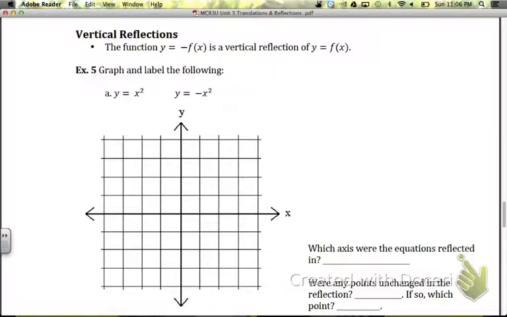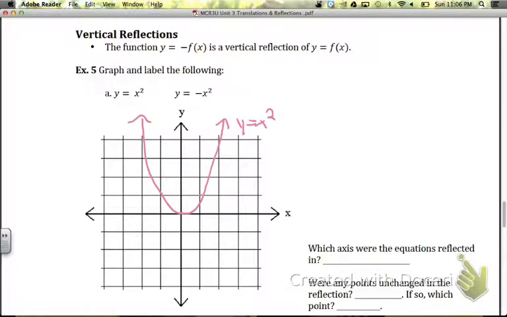So now let's look at some vertical reflections. The function y equals negative f at x is a vertical reflection of y equals f at x. So what we want to do here is graph and label the following. Let's graph our base function y equals x squared. This function: 0, 0, 1, 1, 2, 4, negative 1, 1, negative 2, 4. Connect our points. And this is y equals x squared.